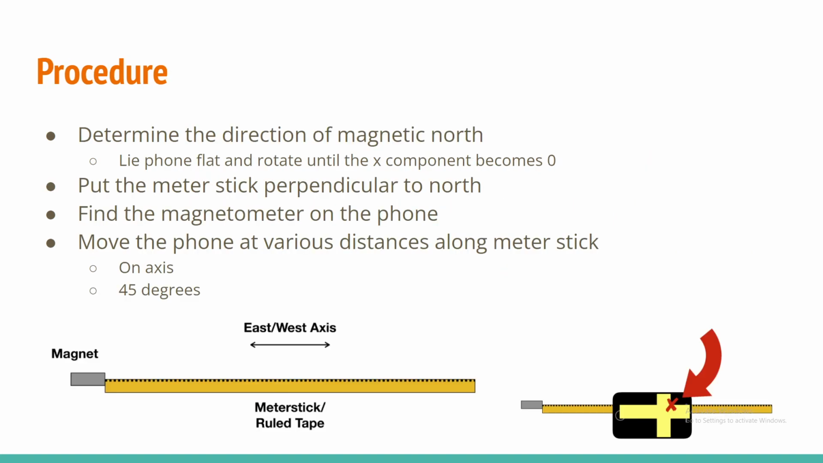The procedure of this lab was to first determine the direction of magnetic north, and to do this, I downloaded a magnetometer app from the App Store, and then I laid my phone flat and rotated until the x component became 0. Then I put a meter stick perpendicular to the north direction, and then moved the phone at various distances along the meter stick from the magnet to the magnetometer, both on axis and at a 45-degree angle.